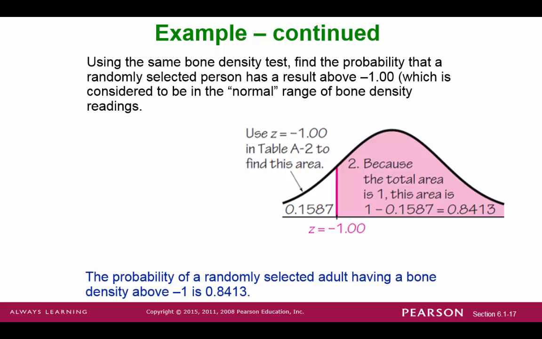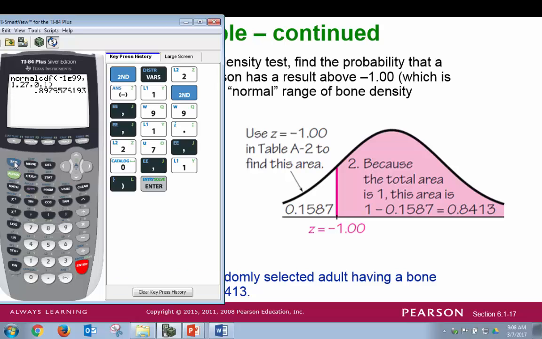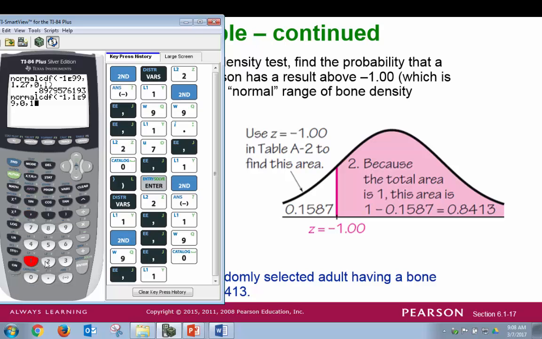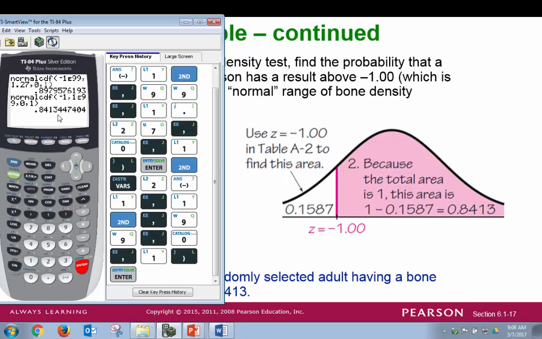So back to our calculators, and let's select second, vars again, and number 2. Now we have negative 1 for our lower limit, comma, our upper limit is infinity, so I'll press 1, second function, comma, so that's 1e and then 99. Now let's hit 0 for the mean, comma, 1 for the standard deviation, close parentheses. And then we should get the same result that they did, which is 0.8413.